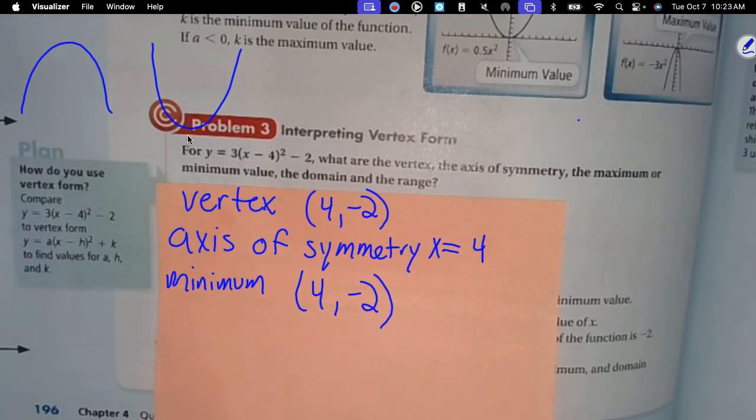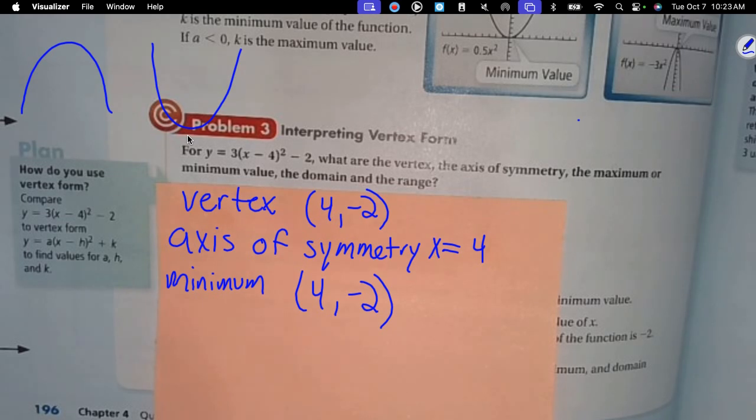We usually don't write this again. Usually I just have you say, Hayden, please quit talking to them so they'll learn this. So, vertex, axis of symmetry, and then you would just say minimum. I don't usually make y'all write the vertex again. Okay, the domain and range.